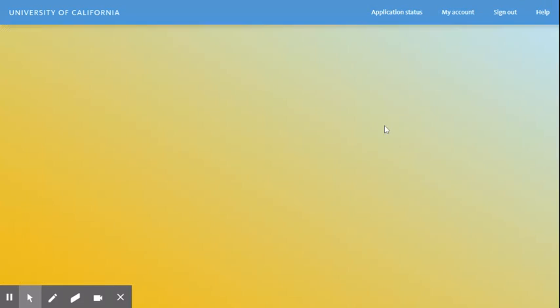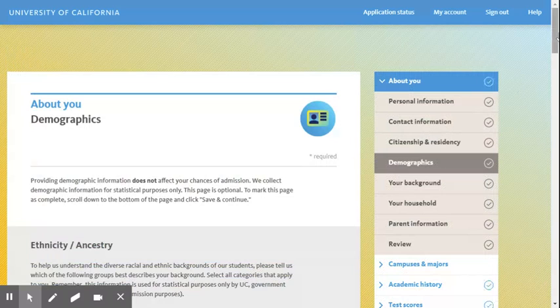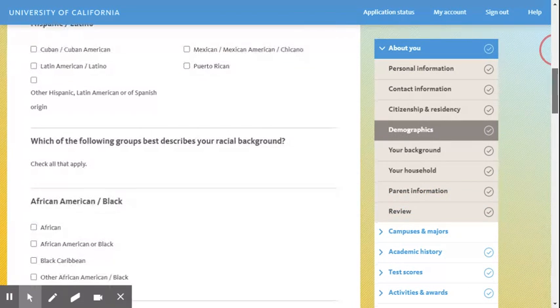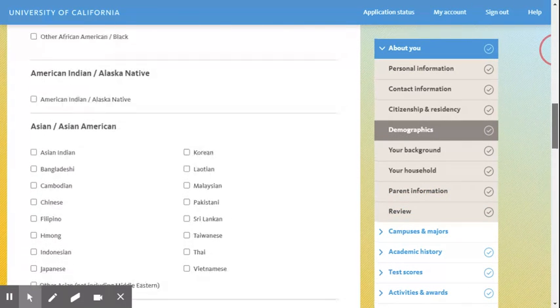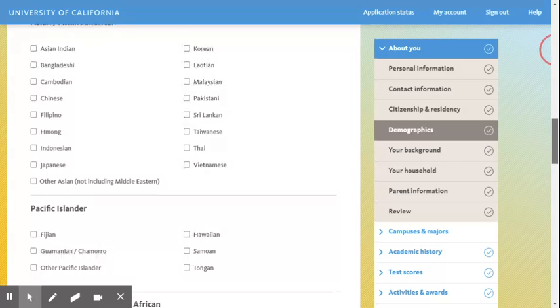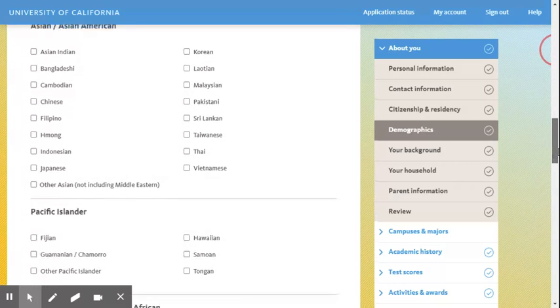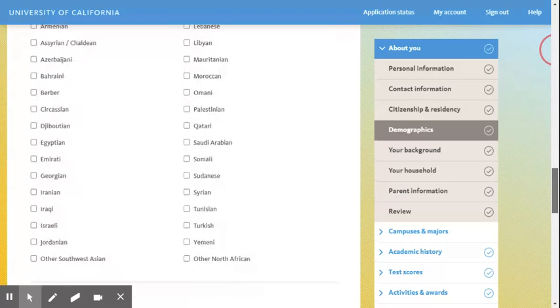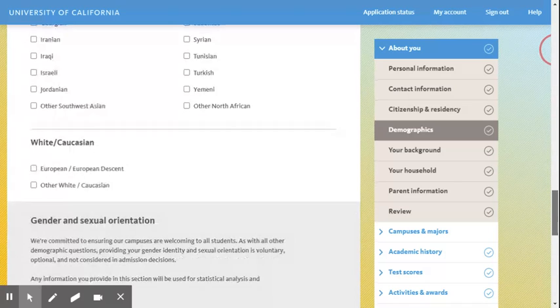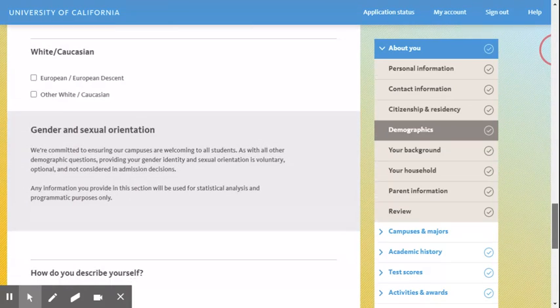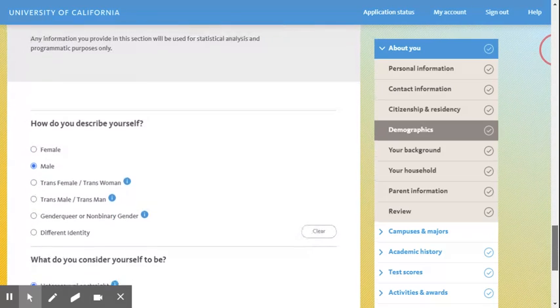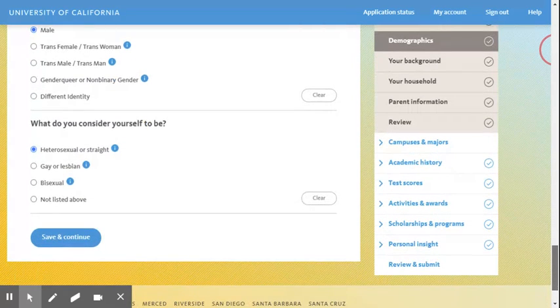And then the next part, demographics. So you can enter information about your ethnicity, and they definitely have expanded things a little bit more than before. So I do see a lot more options. But for the South or for the Asians, they still are missing out, like Burmese, or there's a lot of Korean students here in San Diego. But they've started to do a good job, which is good. In addition to that, there's gender and sexual orientation. So make sure that you click on the appropriate choice here for you, and then save and continue.